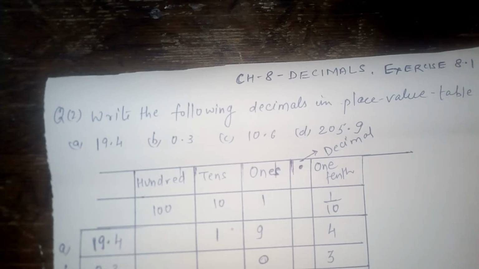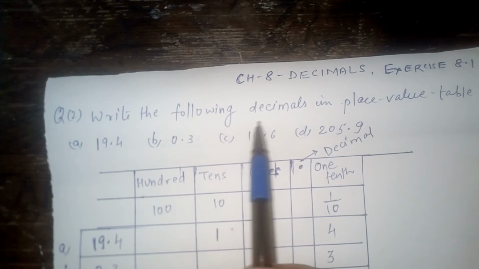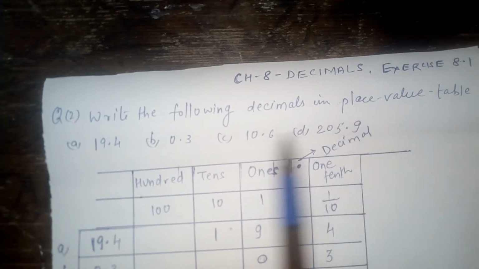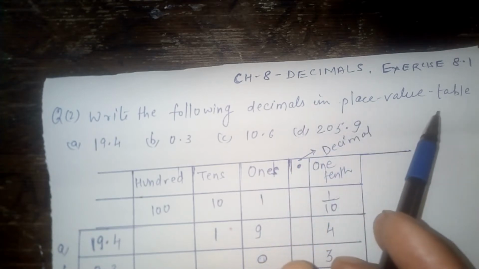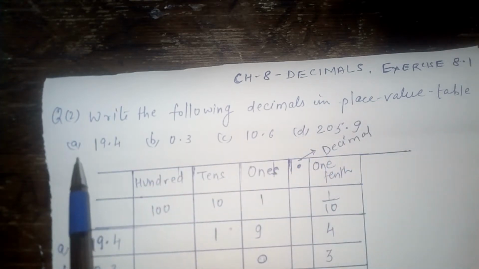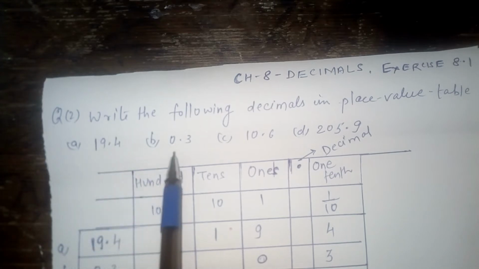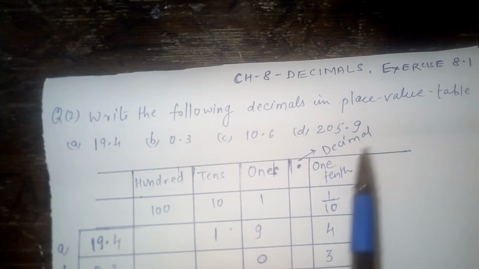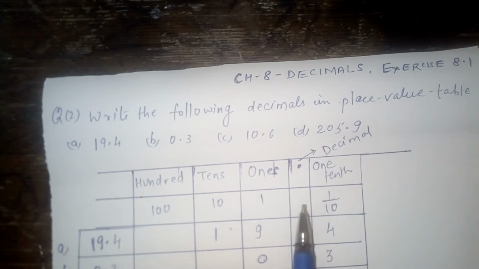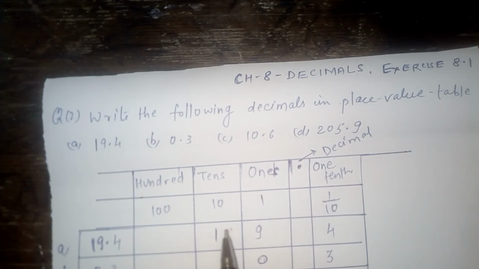Now today we will discuss some problems from exercise 8.1. Your question is: write the following decimals in place value table. Your question is 19.4, 0.3, 10.6, 205.9. Okay, my dear student, I made here one place value table according to your question.